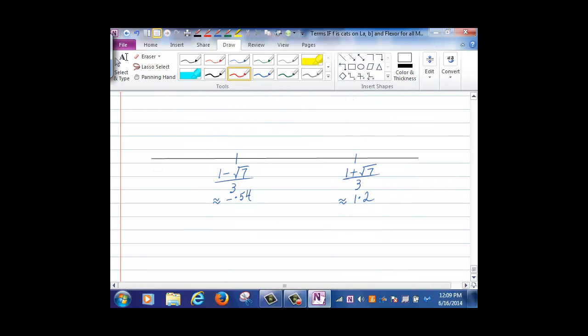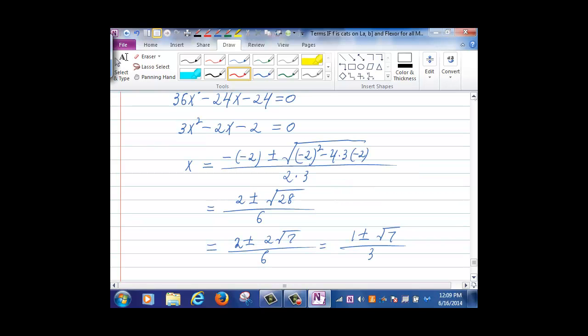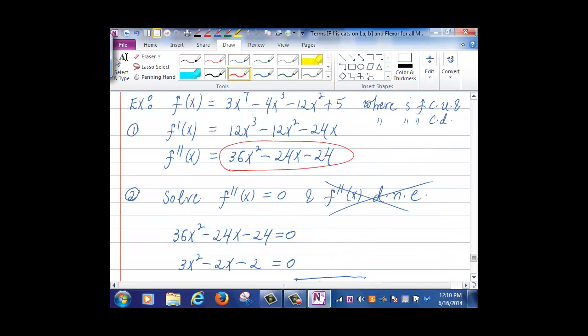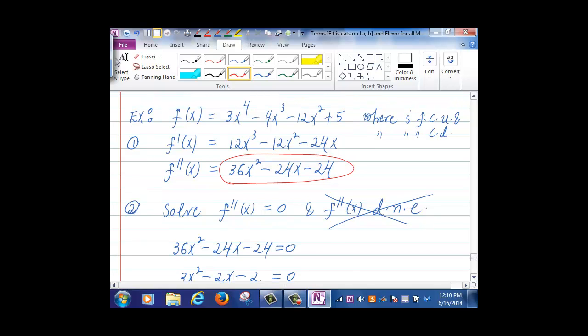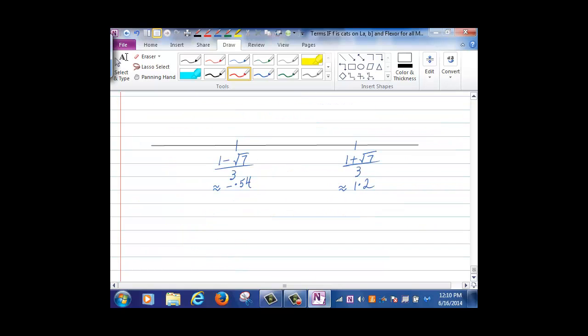So I can just determine where it's positive and negative in the following way. You just have to pick a point on the left side of negative 0.54, for example, negative 1. Plug in negative 1 inside the second derivative. If I plug in negative 1 for x, what do I get? Is it positive or negative? It will be 36 times negative 1 squared minus 24 times negative 1 minus 24, so it will be positive clearly, right? Everybody sees that?